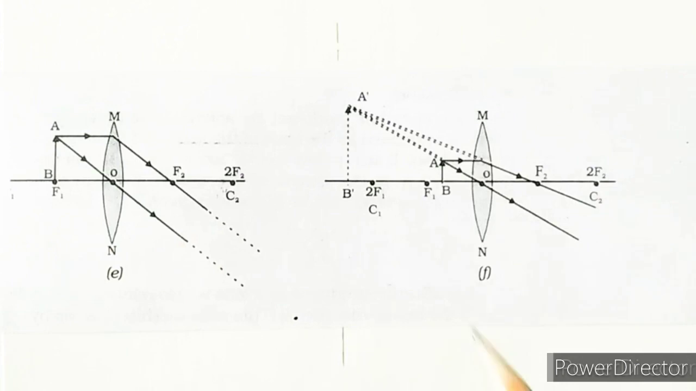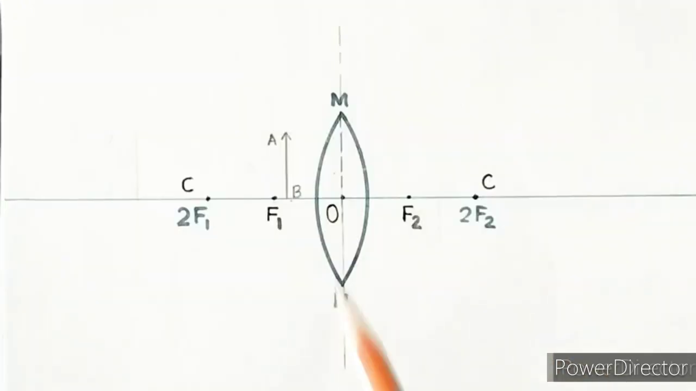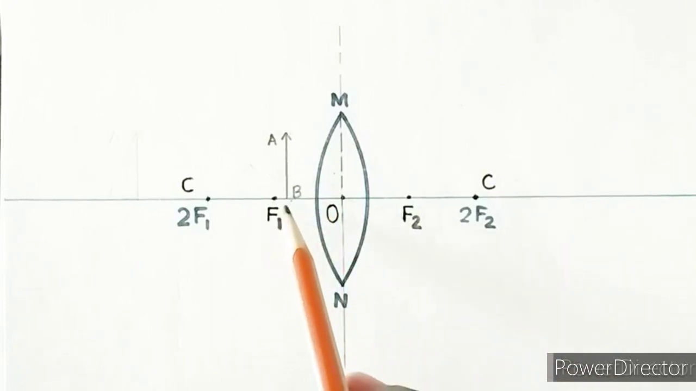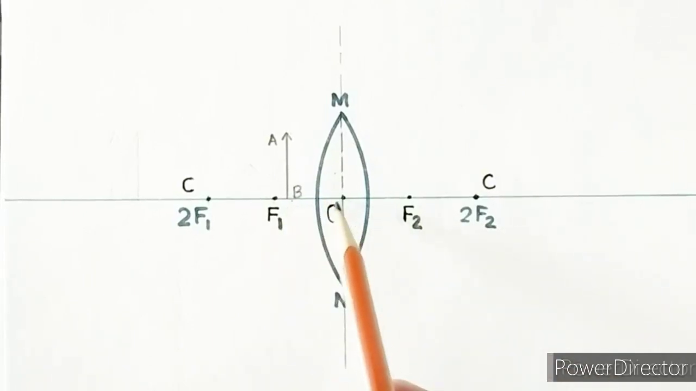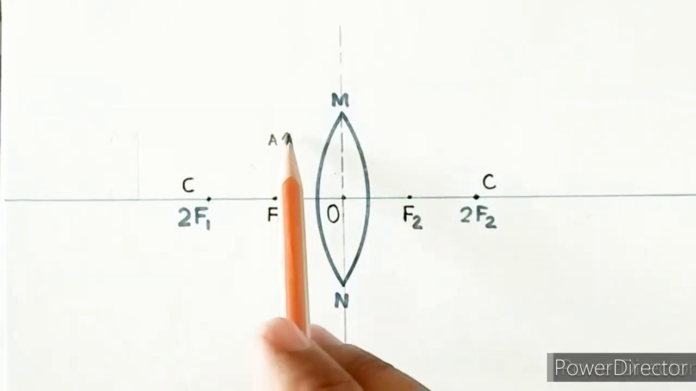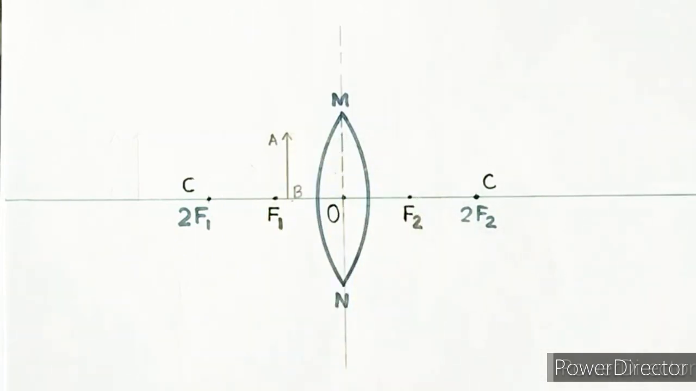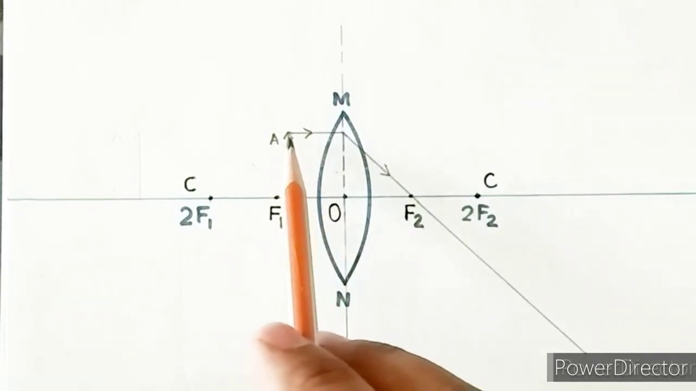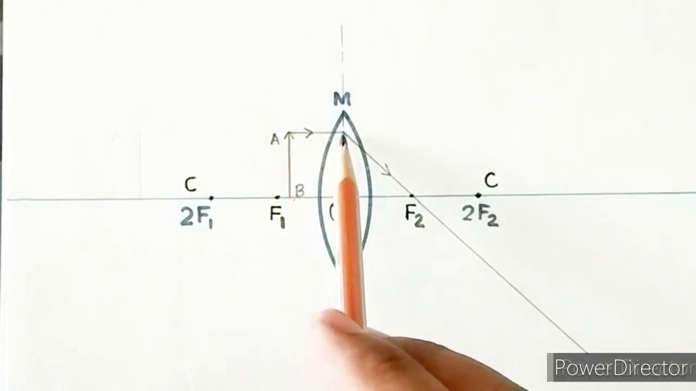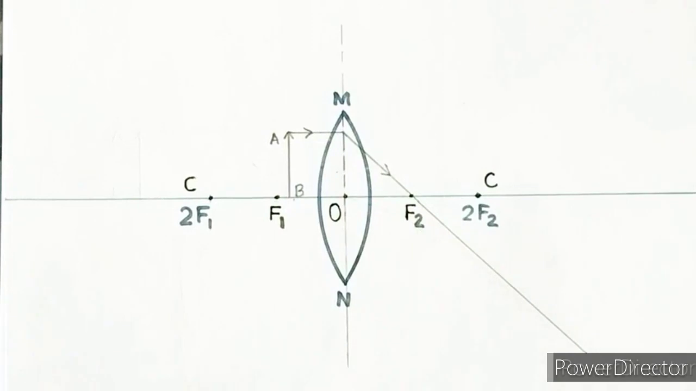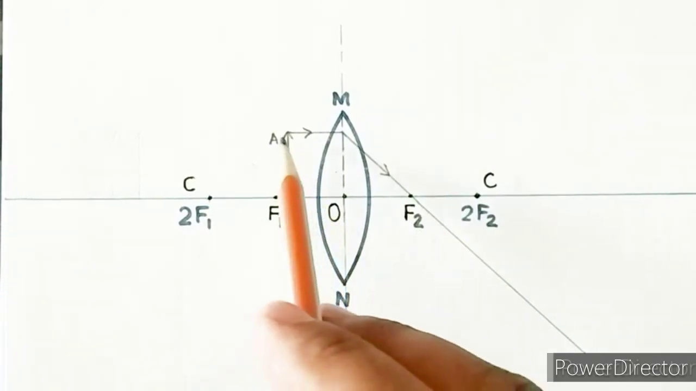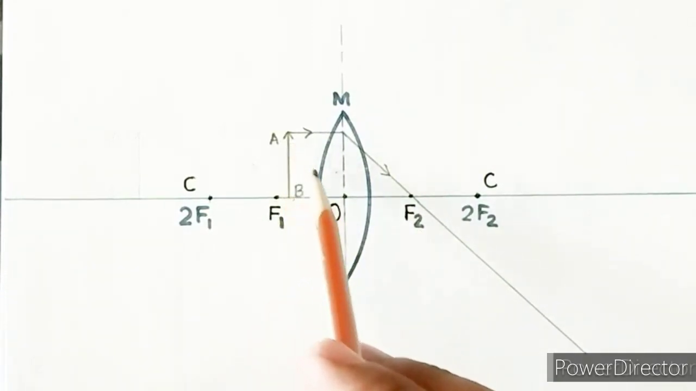Now this next position, let us draw this one. So let's see this position. The object is kept between optical center and F1. This is the object. So first let's draw a ray of light parallel to the principal axis. After refraction it will pass through F2. That's this one, a ray of light parallel to the principal axis, after refraction passing through F2. Now let's draw another one that is passing through the optical center.